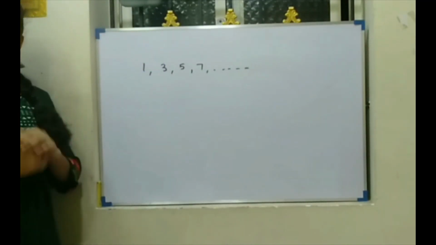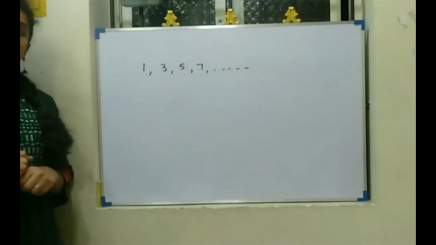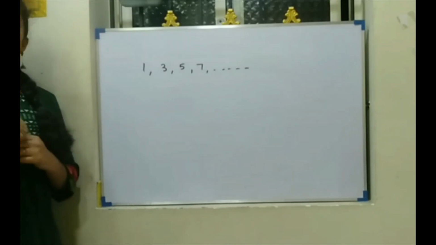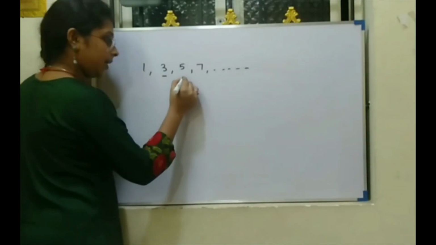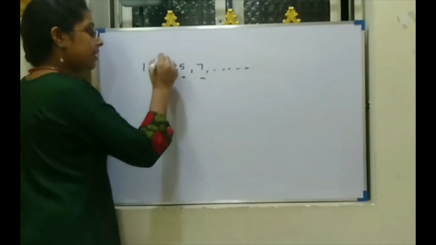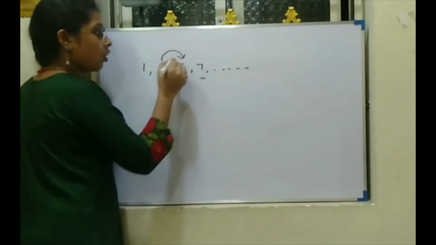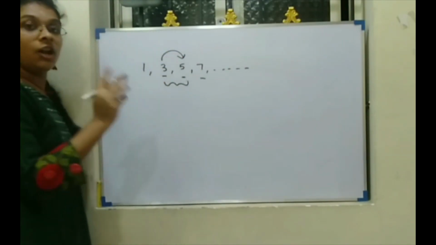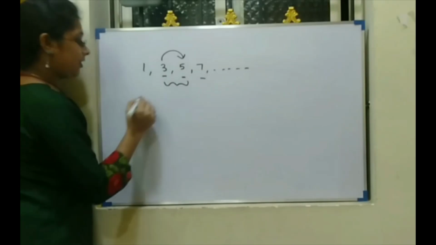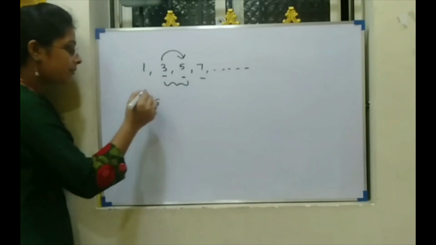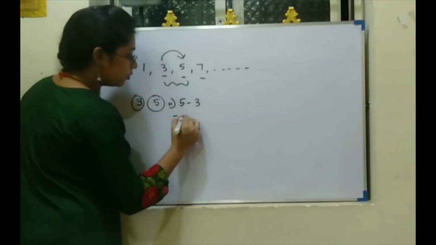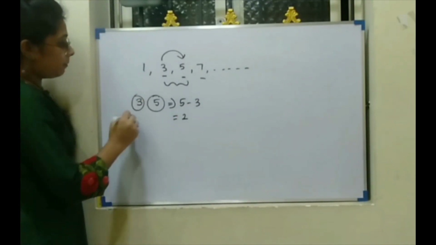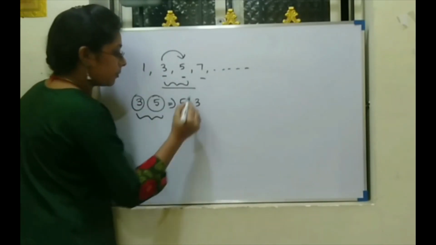Now let me take consecutive numbers. What is a consecutive number? A consecutive number is nothing but the next number. That is, 3 is consecutive to 5 and 5 is consecutive to 7. These two terms are called consecutive numbers. Let me take 3 and 5. If I am finding the difference, 5 minus 3 is equal to 2. My difference between these consecutive numbers is 2.